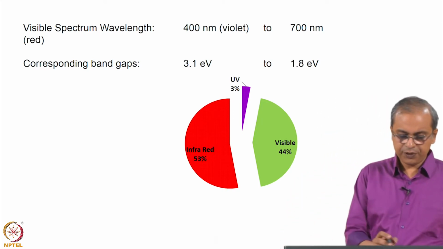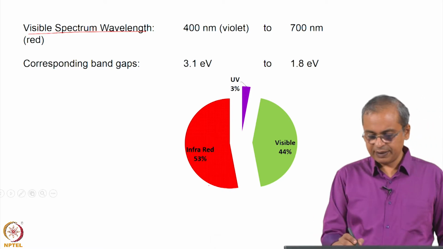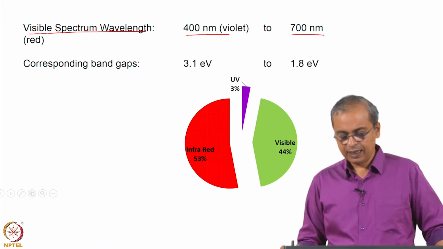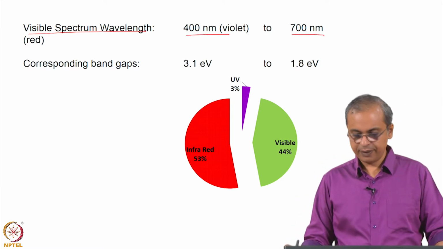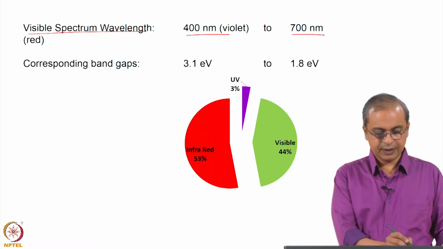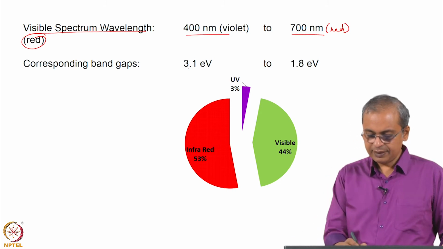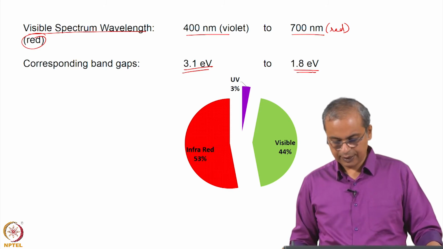Incidentally, it is also useful to know what our visible spectrum is. So, the visible spectrum, as we just discussed, is between 400 nanometers to 700 nanometers, which goes from the violet end of the spectrum to the red end of the spectrum. This is red, and this is the range of band gaps, 1.8 to 3.1 electron volts.